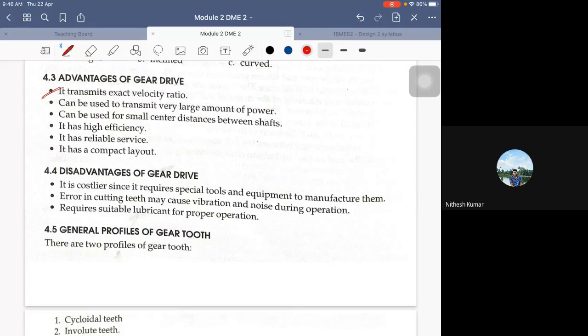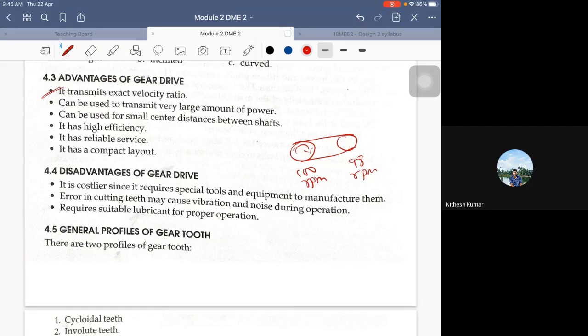If you observe a belt drive, if the speed of this is 100 RPM, then the speed of that will not be exactly 100 RPM. It would be around 98 to 99 RPM. There is a difference in the velocity, so the velocity ratio is not exact here. Why does this happen? Because of the slip that occurs between the belt and the pulley. This problem is not there in a gear drive, since the toothed system is there, so the exact velocity ratio can be transferred.